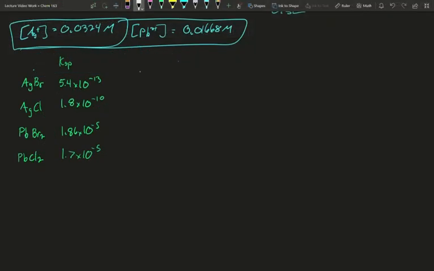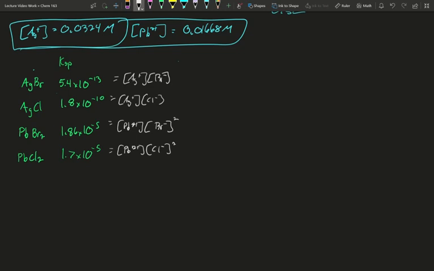For our silver bromide, our KSP is going to equal the silver times the bromide. For our silver chloride, it's going to equal the silver times the chloride. For our lead 2 bromide, it's going to be the lead and bromide squared. And for lead chloride, it's going to be the lead and the chloride squared. So there's a little bit of difference in these calculations.